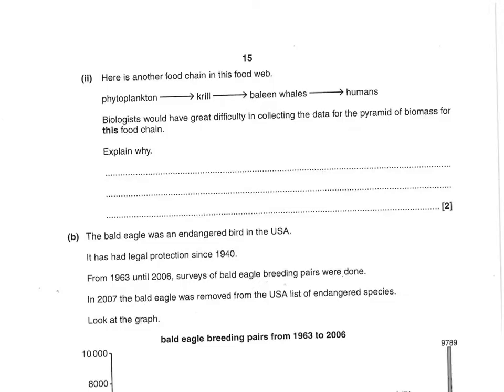Here's another food chain in this food web. Biologists would have great difficulty in collecting the data for the pyramid of biomass for this food chain. Explain why. First mark is saying that humans are involved in other food chains on more than one trophic level. And you could say that taking dry mass of humans or whales would be very difficult, because you can't dry out a human.